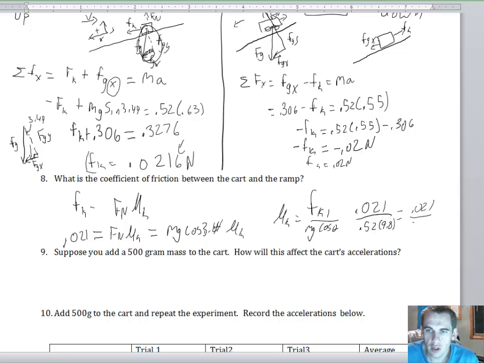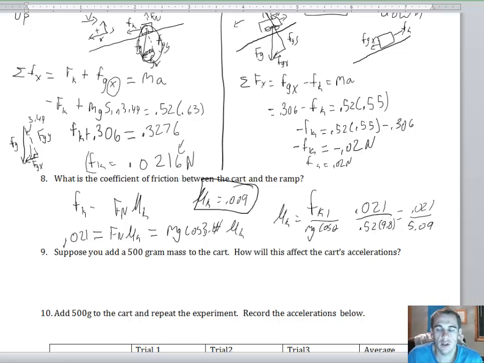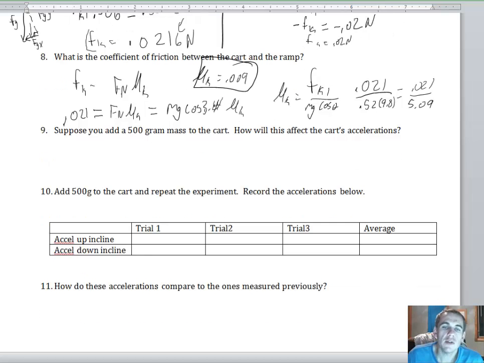So 0.021 over 5.09, this is going to be a really little number, 0.021 divided by 5.09, okay, and that's 0.004. So I get a coefficient of friction of 0.004, which is little, but we expect it to be little. It's a fairly frictionless cart.